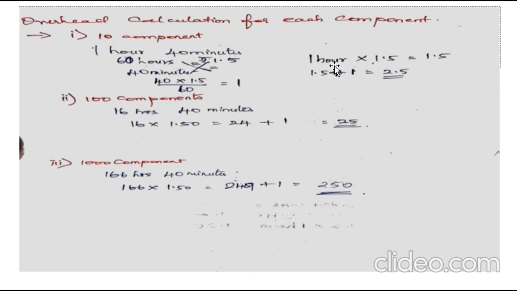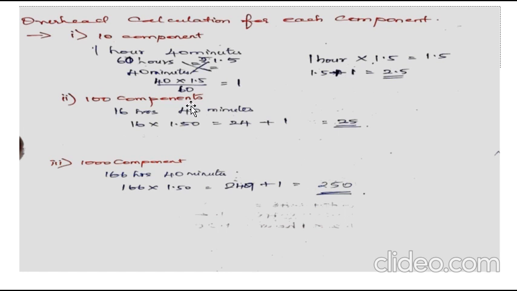So what is the rate for 1 hour? For 1 hour it is 1.5. So 1 into 1.5, as it is 1 hour 40 minutes, 1 into 1.5 will give you 1.5, plus 1, this 1 is for 40 minutes. For 40 minutes it charges 1 rupee. So 1.5 plus 1 will give you 2.5.